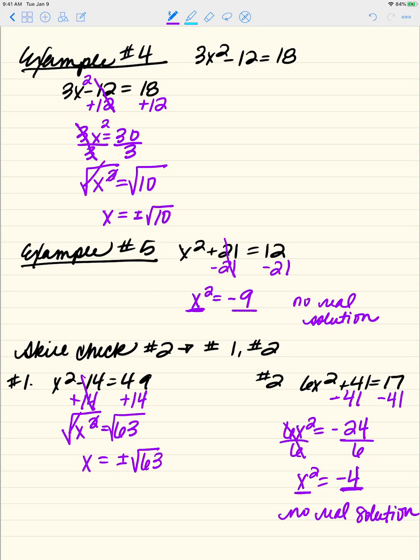to number 2. If you want to tackle number 3 on your own for practice, you should get x is equal to plus or minus 3. And number 4, x is equal to plus or minus the square root of 11. That's this lesson. That's it.